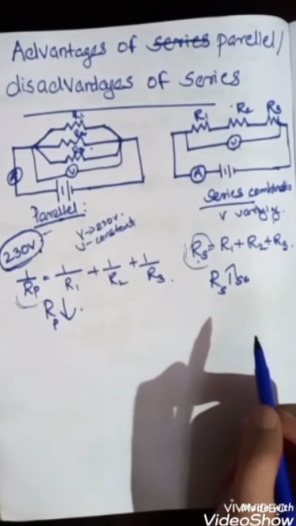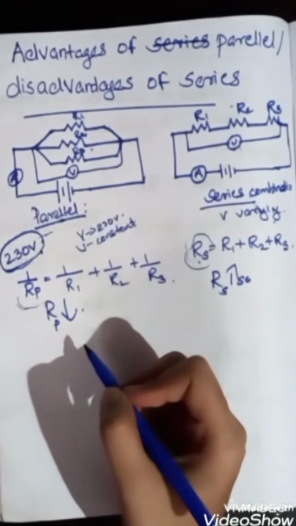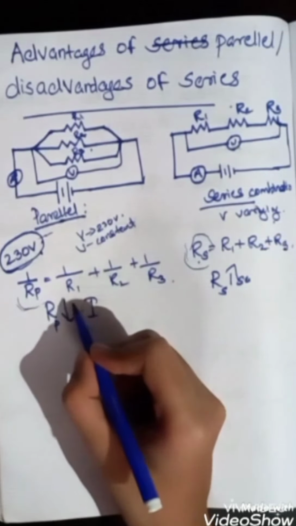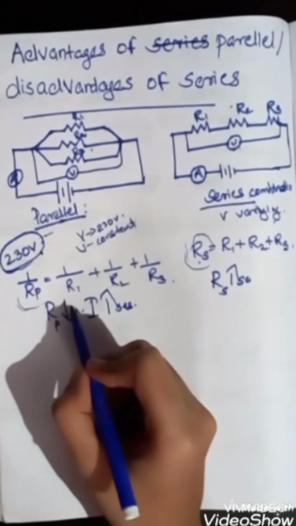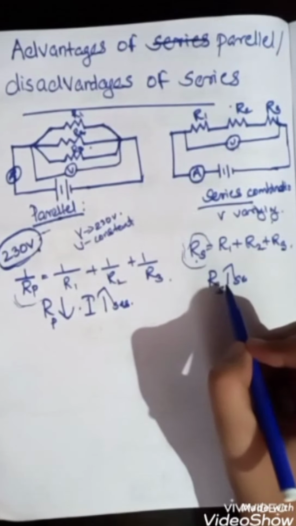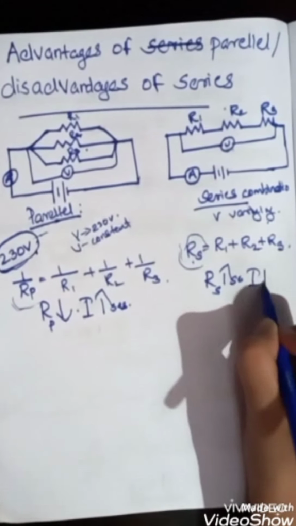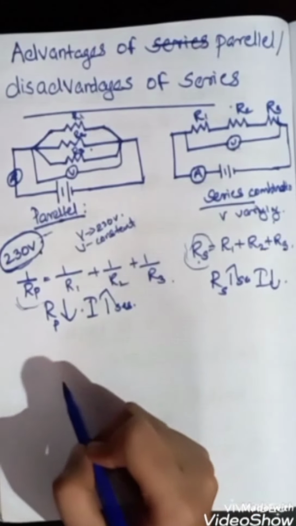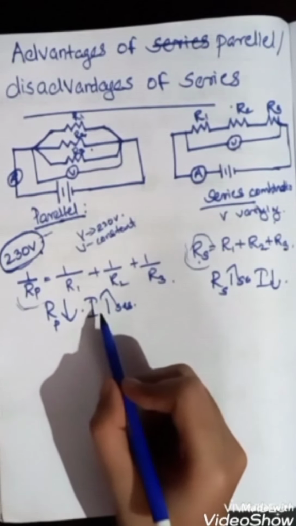So, what about current? We know that as resistance increases, the current decreases, and as resistance decreases, the current increases. Here the resistance is less, so the current is more. Here the resistance is more, so the current is less. So here more current is supplied.